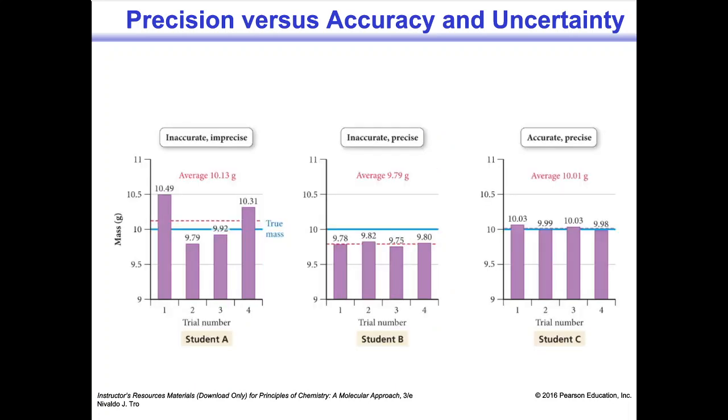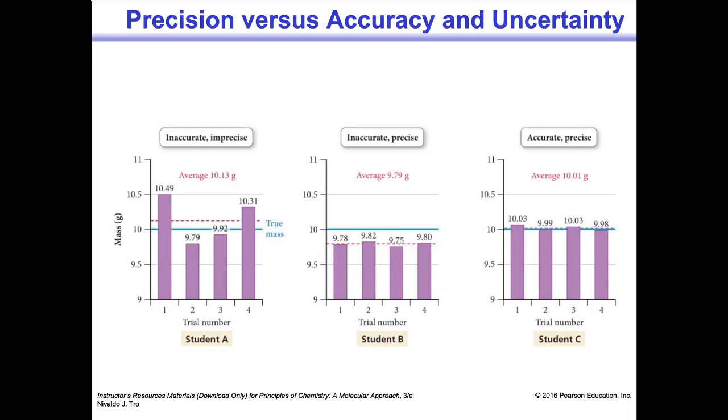Okay, so what if we wanted to look at this with actual data? Here we have 3 sets of data, so we have 3 students, and we're all trying to measure a 10-gram mass. We're going to look at the results and decide, are they accurate and are they precise? The blue line represents the true mass.